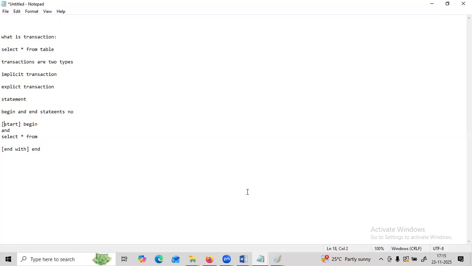What is a transaction? A transaction is a set of statements. The statement may be a single statement or multiple statements. Using those statements, data can be retrieved, and we have to give the types of the transactions. Then we'll go for the ACID properties.